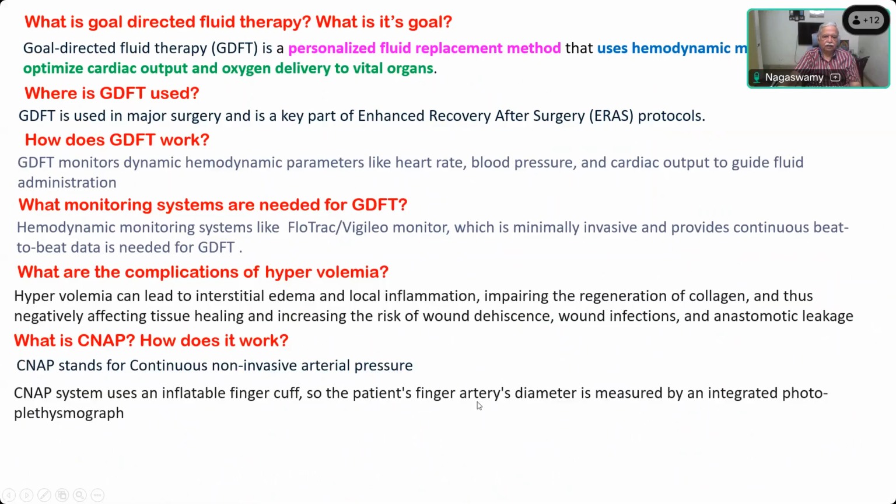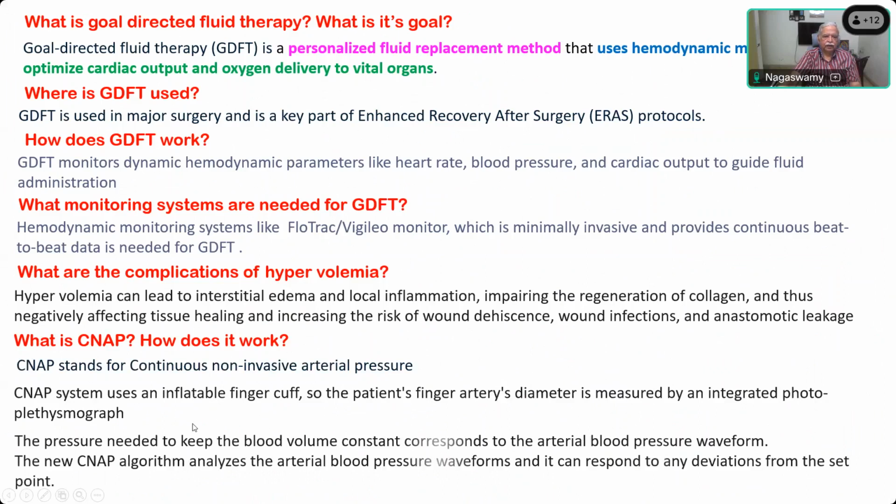So the finger's artery diameter is measured by an integrated photoplethysmography. And the pressure needed to keep the blood volume constant corresponds to the arterial blood pressure waveform. The new CNAP algorithm analyzes arterial blood pressure waveforms and it can respond to any deviations from the set point.